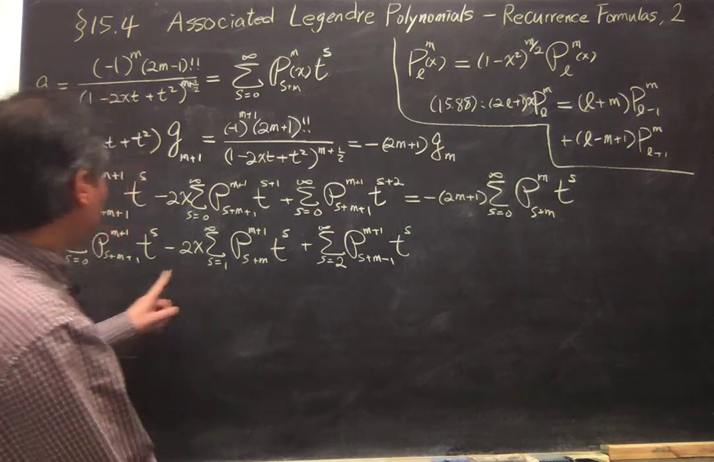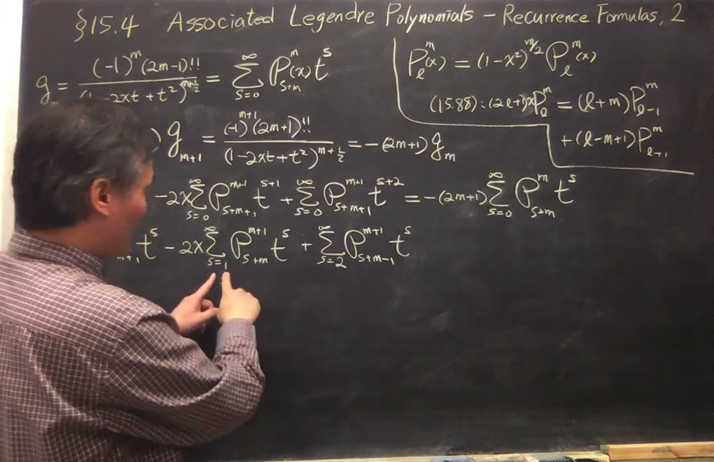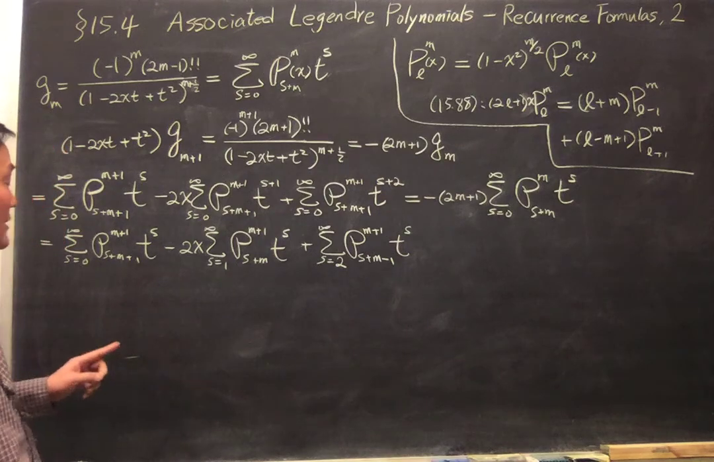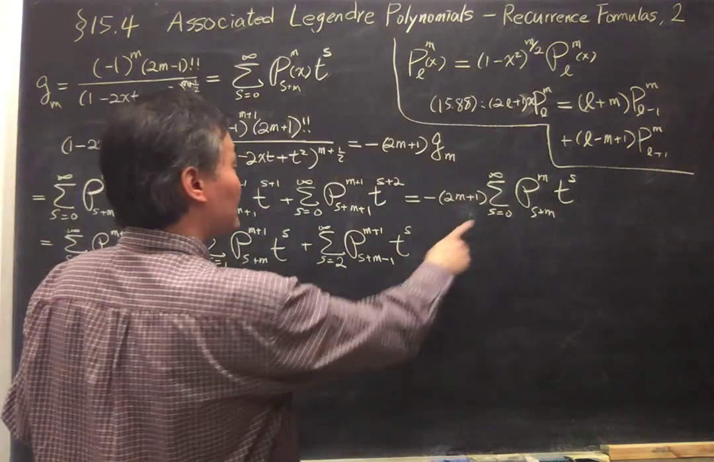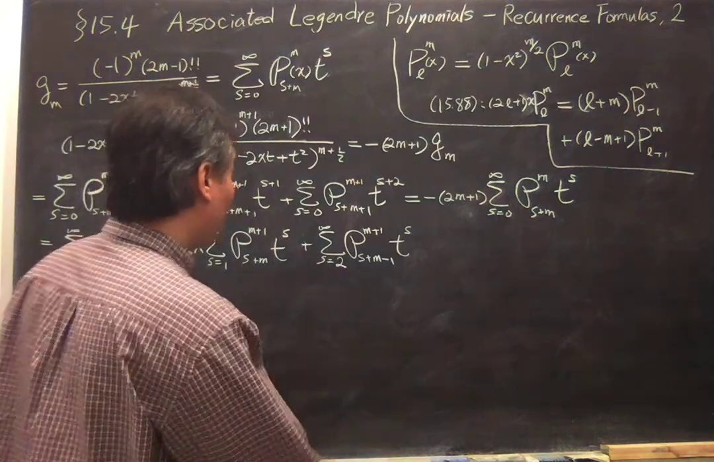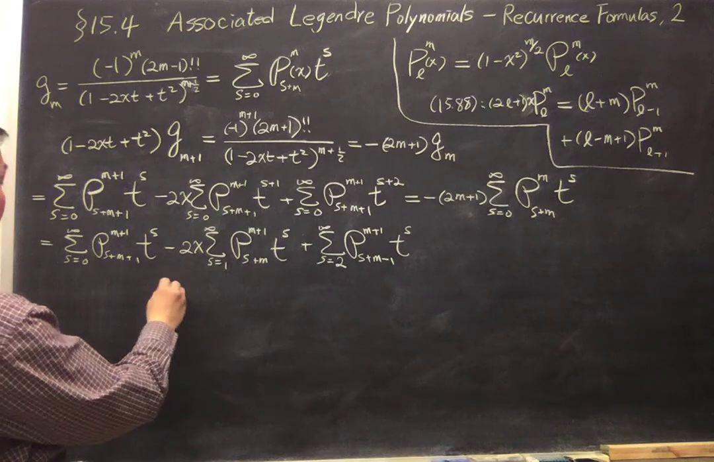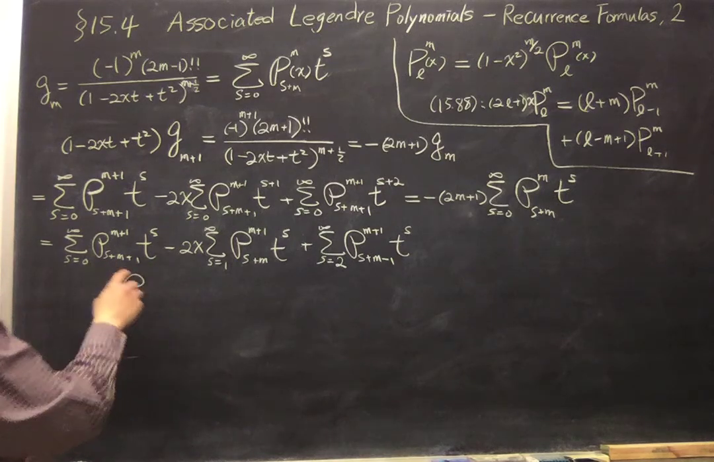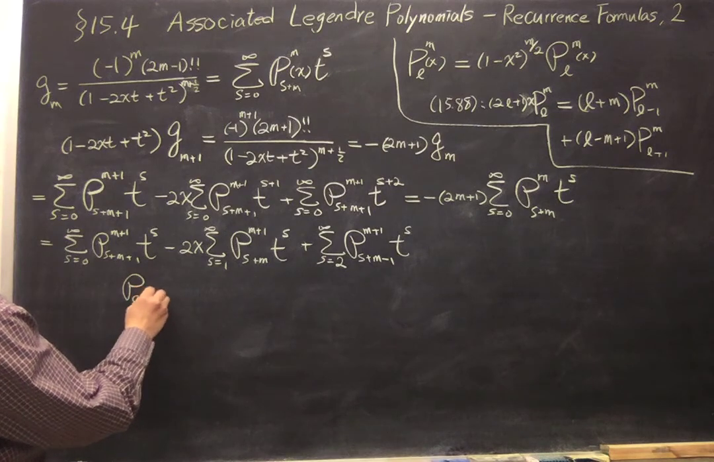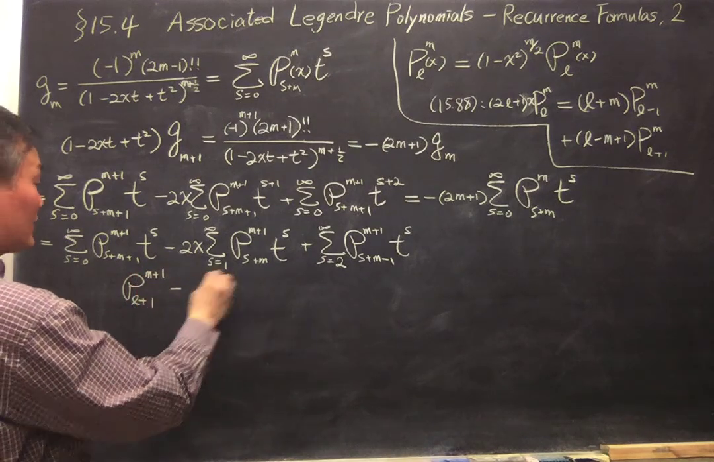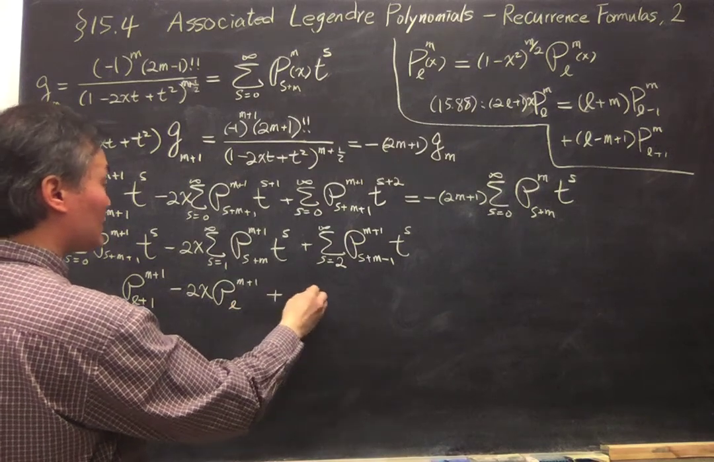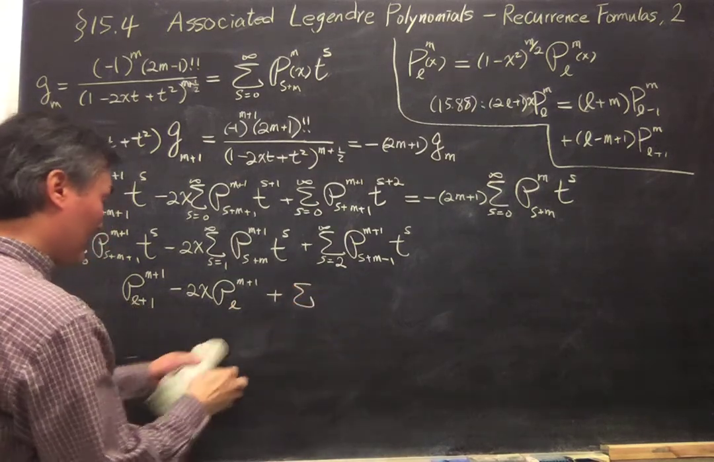Okay, so now, like last time, we won't consider the boundary terms. For the boundary terms, you just need to take a little extra care when you apply the recurrence formula. But just for the general term, all these, this and this and this add up to be this one for the same t to the s power. So this implies this one. And now we can do the same thing like last time. We call s plus m L. So this is L plus 1, m plus 1, minus 2x, squared P_L^(m plus 1). Plus, sum. No, there's no sum now.